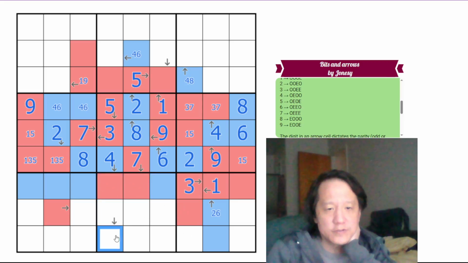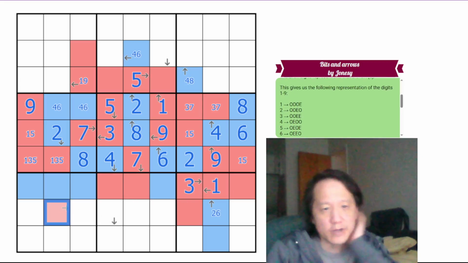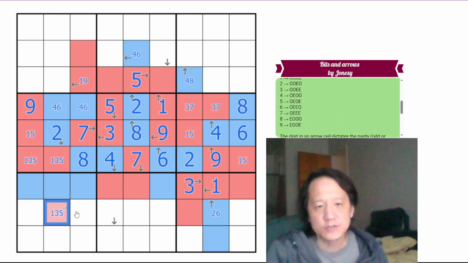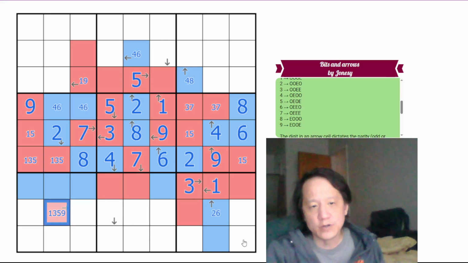This we don't have any information on. This has only one other even at most. So it could be 1 with it all being odd, odd, odd. It could be 3 with it being odd, odd, even, even. It could be 5 being odd, even, odd, even. It cannot be 7 because that's 3 evens required. And it could be 9 with even, odd, odd, even. So any of those work.